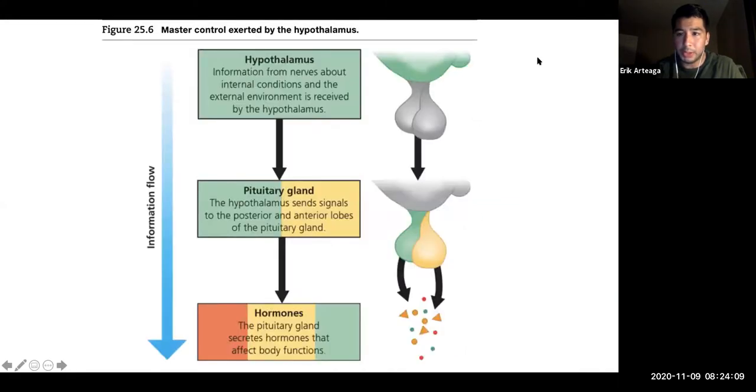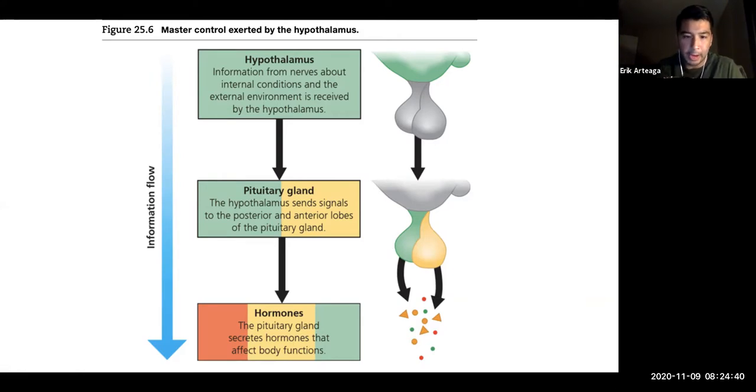So the hypothalamus, again, is going to be the information from nerves about the internal conditions and the external environment is received. Again, this is going to be that crosstalk or that link of the endocrine system with the central nervous system, okay? So this is where the hypothalamus receives that information, and then again, it'll talk through the pituitary gland to the body. The pituitary gland then is going to secrete various different hormones, whether it's from the anterior or posterior side, that's going to be regulating bodily functions.